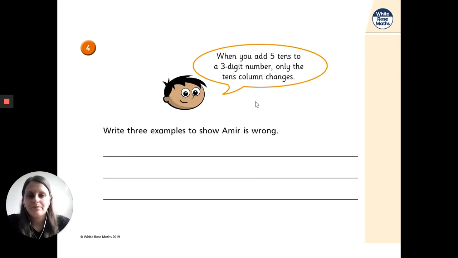Question number 4. When you add 5 tens to a 3-digit number, only the tens column changes. Write 3 examples to show that Amir is wrong. So think about that. If I have a 3-digit number and I add 5 tens, 5 tens is the same as 50. If I add that to a 3-digit number, only the tens column will change. So think of how you can show that Amir is wrong. Just 3 examples. You don't have to write a sentence, just 3 examples of calculations where that would not be the case.